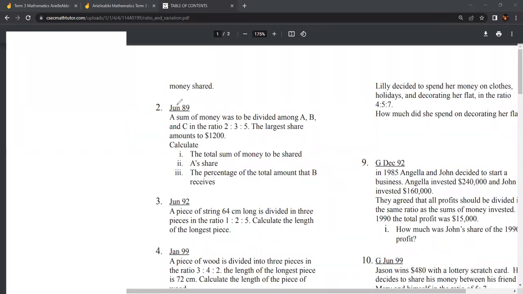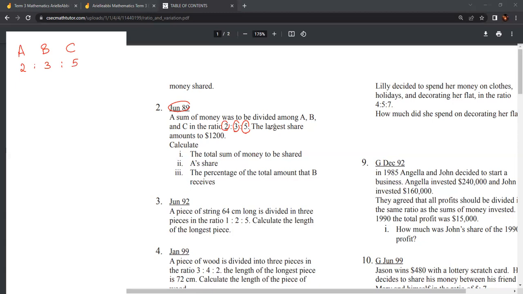All right, so look at this question. A sum of money was to be divided among A, B, and C. So the order in which they list the names or the categories is the same order it's going to appear with respect to your ratio. That means A was mentioned first, so A would have received 2 parts. B was mentioned second, so that would be 3 parts. And C third, so C received 5 parts.